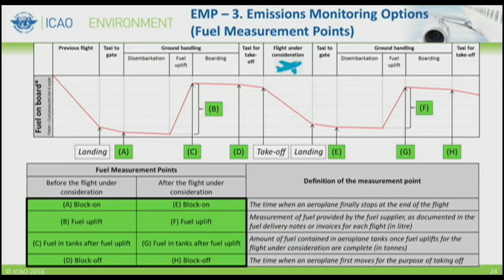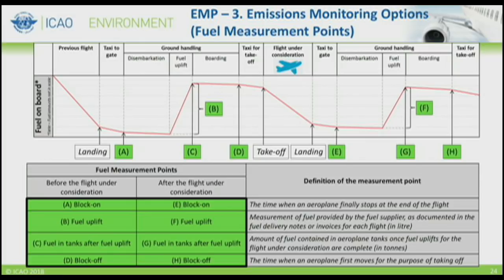So usually when the airplane arrives at the gate and switches off the engines, that's the measurement point block on for CORSIA purposes. The second point here you will see is fuel uplift. So this is very simply the amount of fuel that has been uplifted to the airplane before the flight under consideration. This information usually comes from the fuel provider, which supplies the fuel to the airplane at the airport. The measurement point C is called fuel in tanks after fuel uplift. So this is the moment immediately after the fuel uplift for the airplane has been completed.